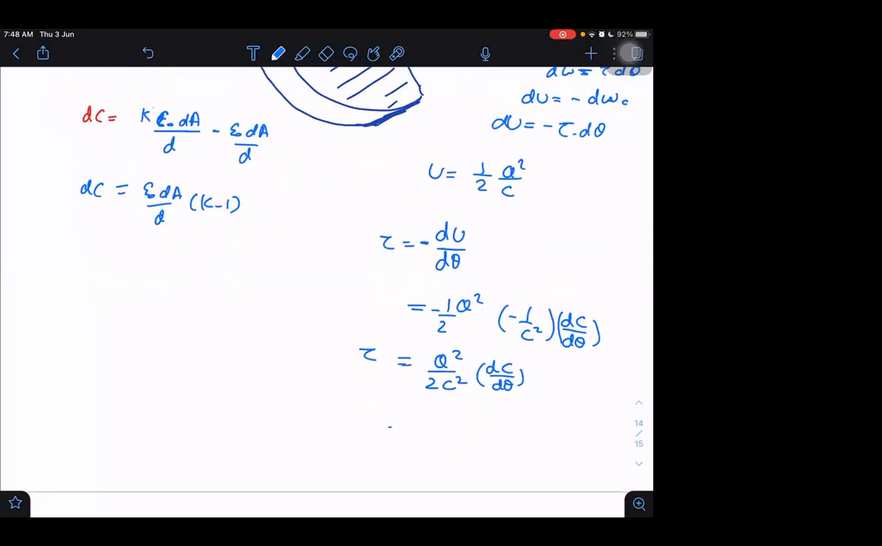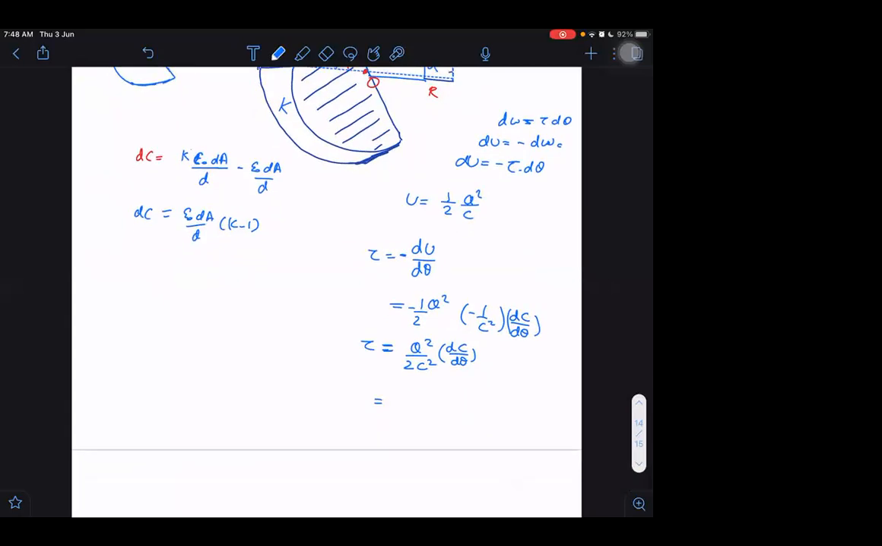What is the value of Q square by 2C square into dC by d theta? That is V square by 2, with the potential difference across it, into dC by d theta. How to find dC by d theta? We can find V square by 2 into dC by d theta. I can get dC by d theta easily if you know what the area is actually. What is the area?